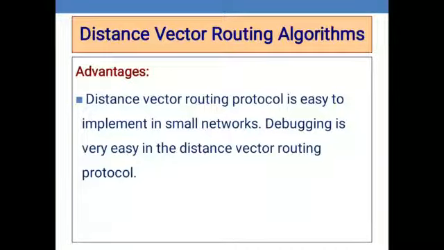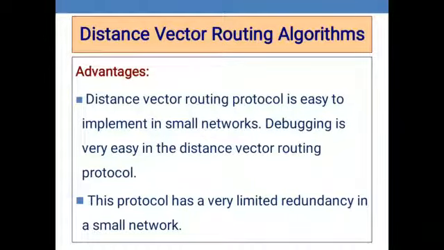So updating the data is also very crucial. That's why these distance vector routing algorithms are very easy to implement in smaller networks only. Debugging is very easy in distance vector routing. Debugging means if any errors occur, they can be debugged very easily in the distance vector routing algorithm because it is a small network. In that small network, if errors occur anywhere, we need to debug them, and that is possible in distance vector routing algorithms.